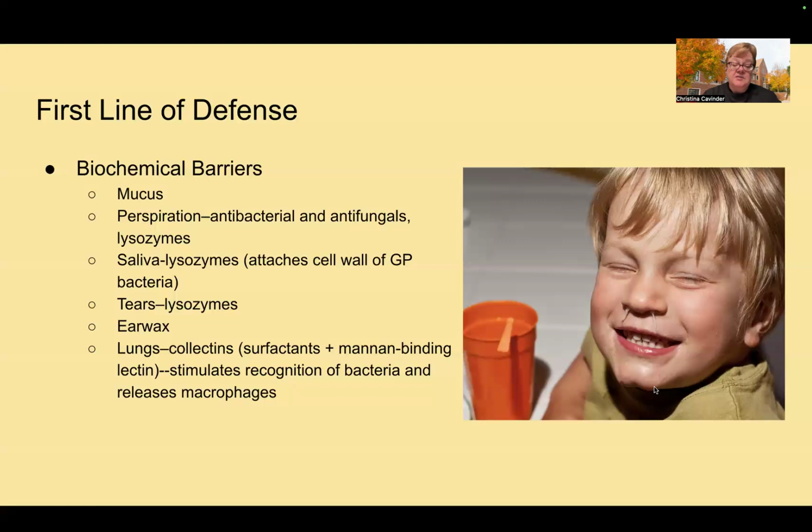Lungs have collectins, which are surfactants plus binding lectins, and they recognize bacteria and then they release macrophages to engulf the bacteria.